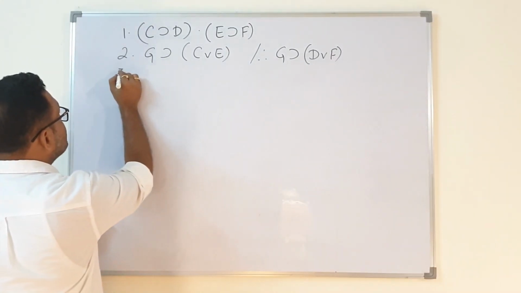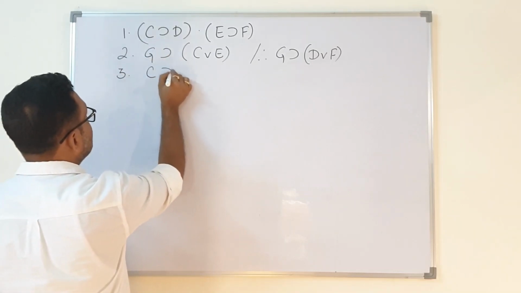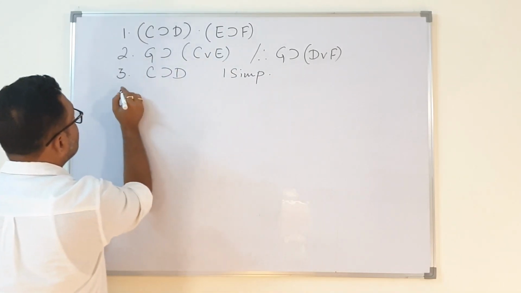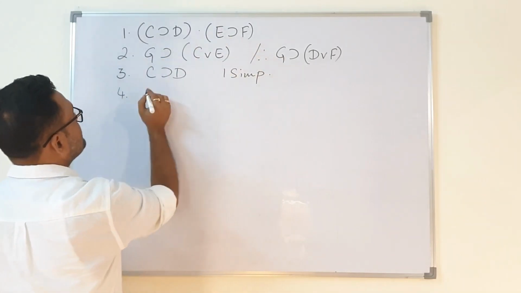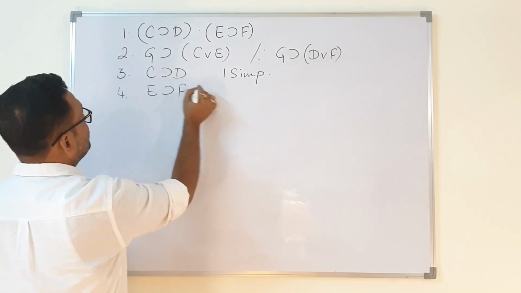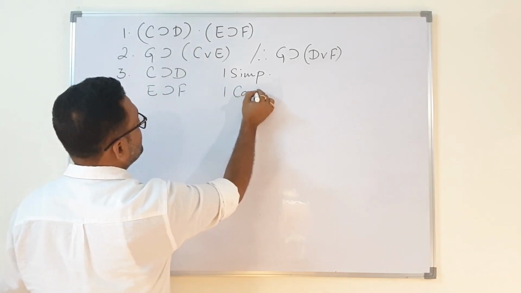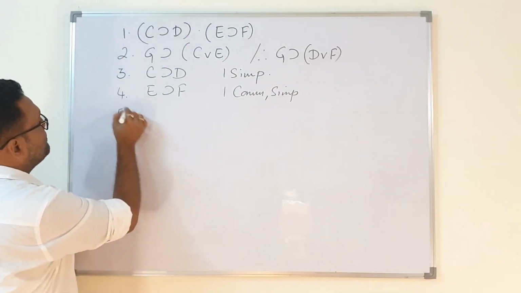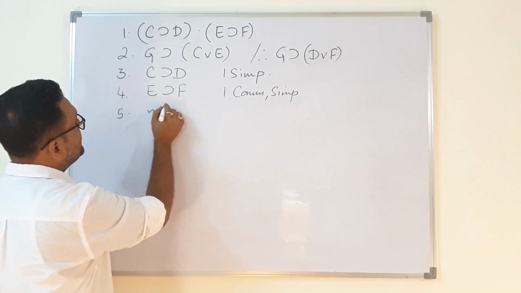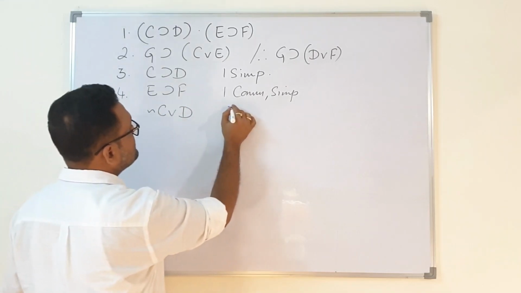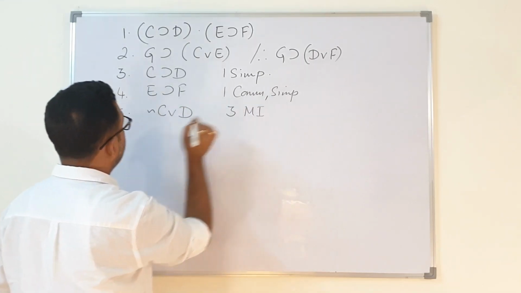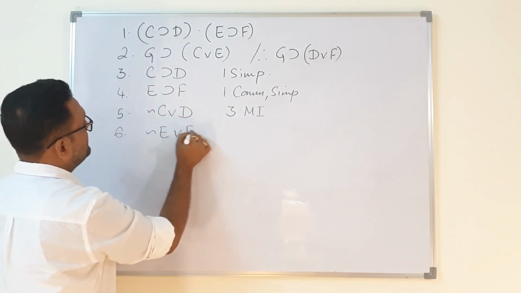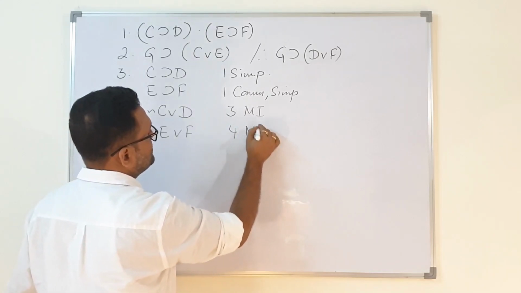So what I do is that I take C implies D. This is one simplification. Fine. On step number 4, I will simplify this as well: E implies F. So it is one commutation simplification. Fine. Step number 5, what I will do? I will do negation of C wedge D. This is third material implication. On step number 6, I will do the same here: negation of E wedge F. This is fourth material implication.